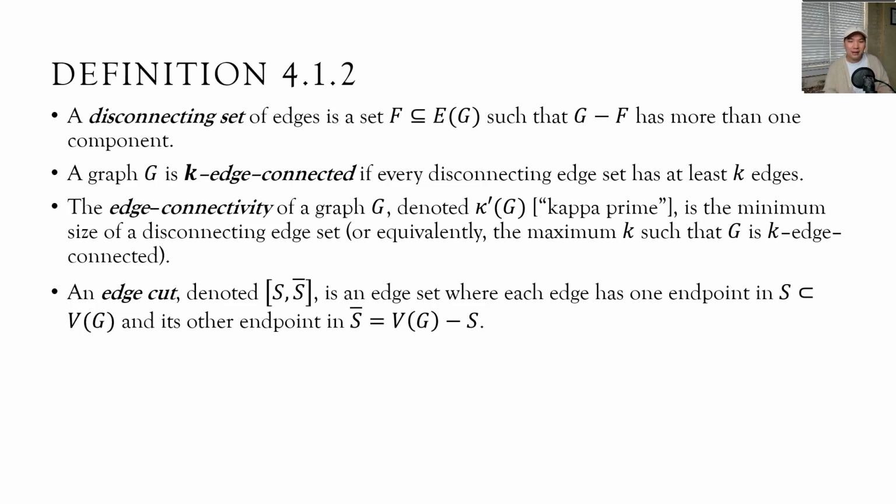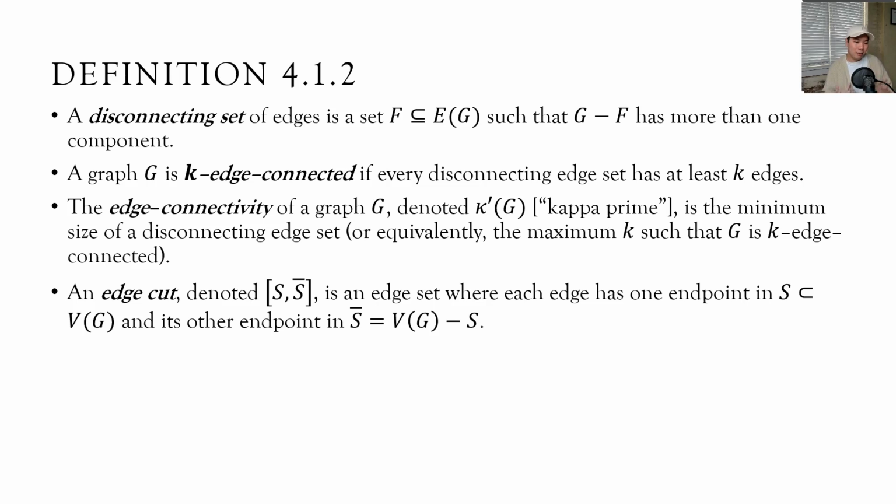The edge connectivity of a graph, here we're going to use a very similar notation. Here we say kappa prime of G, or just kappa prime. This is the minimum size of a disconnecting edge set. Or again, if I use the same definition as my regular connectivity, this is the maximum k such that we are still k-edge connected.